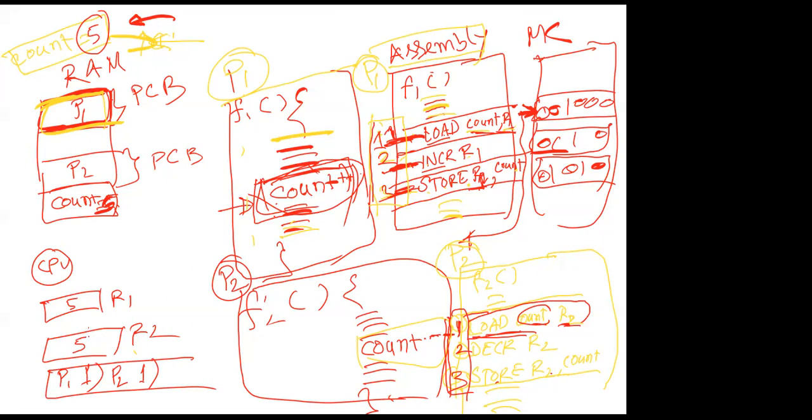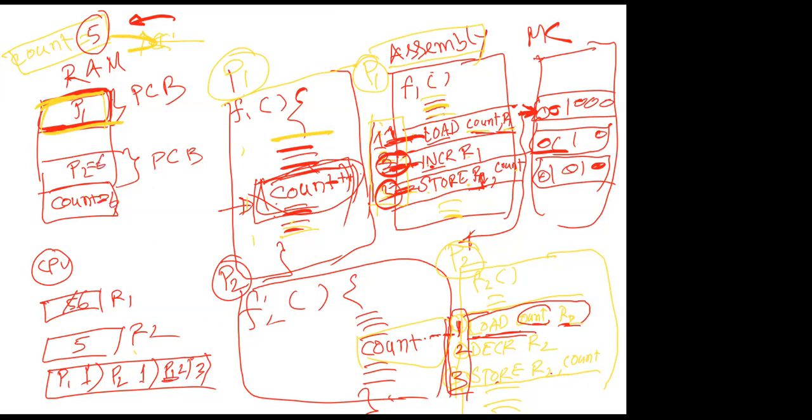Then P2 is also preempted by the CPU. Then P1 executes line number 2 and line number 3: increment and store the value. Now increment R1, so this value will be 6, and this 6 will be stored in the shared memory count. After P1 executes lines 2 and 3, 6 is stored in shared memory.